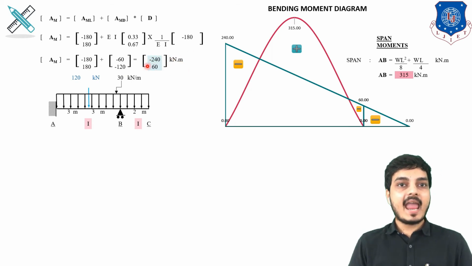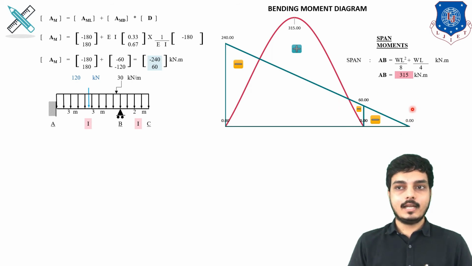Now these are my end moments. As you know, the first is minus, so we'll be keeping it as 240. The second is plus, so 60. And at C, there is no moment found out, so 0. And finally connecting this entire beam.